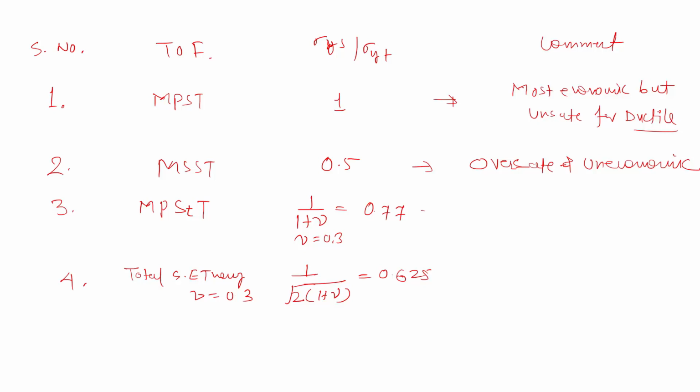And fifth was MDET, maximum distortion energy theory. According to this it was 1 by under root 3, or you can say 0.577, and this is most economic or most favorable for ductile material. So this is all about the theories of failure for calculating the ratio of yield strength in shear to yield strength in tension.